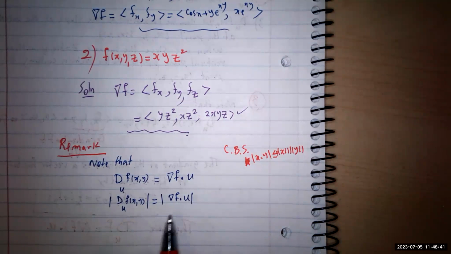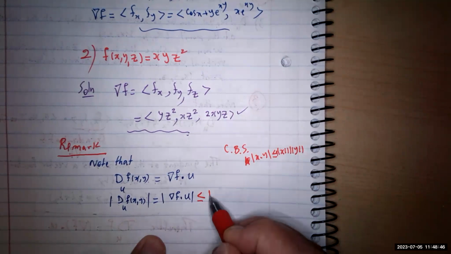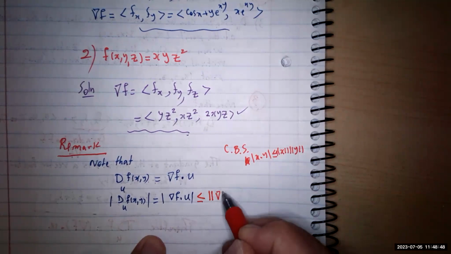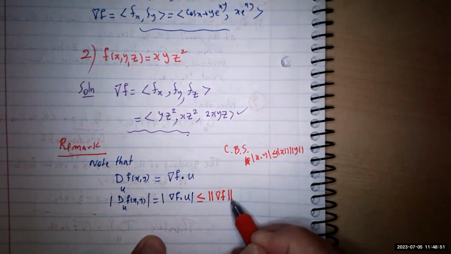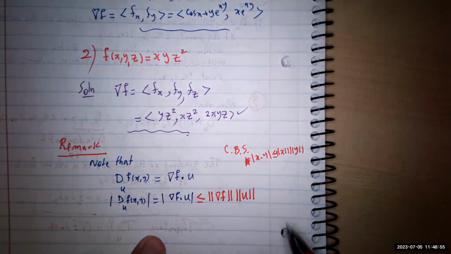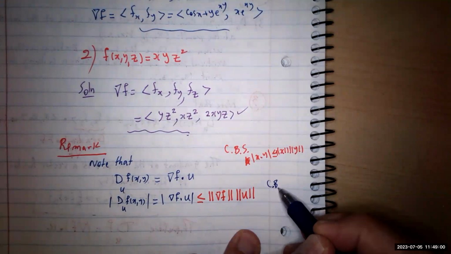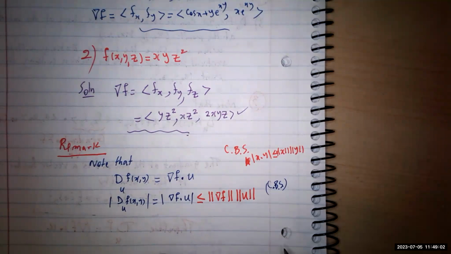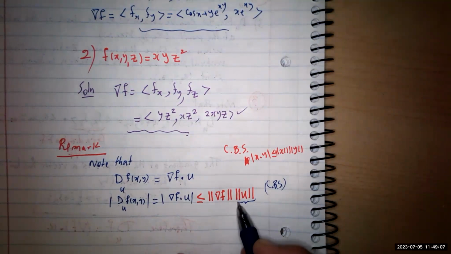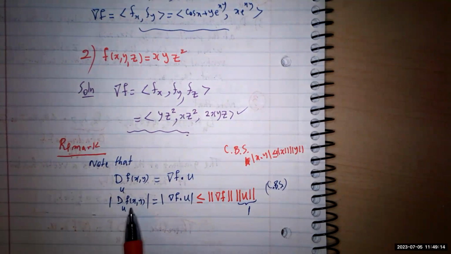So if you use the Cauchy-Schwarz inequality, this would be what? This would be less than or equal to the norm of the first vector, which is the gradient vector, times the norm of the second vector, vector u. Okay, so I did this one by applying the Cauchy-Schwarz inequality, CBS. But u is a unit vector, so this is 1. So you see, nicely I find an estimate for the directional derivative.